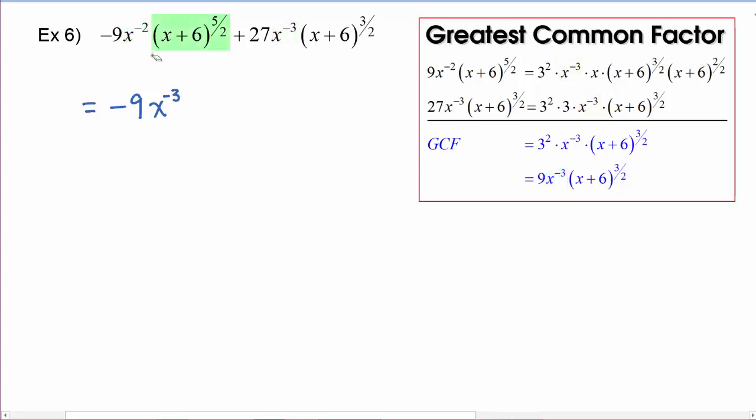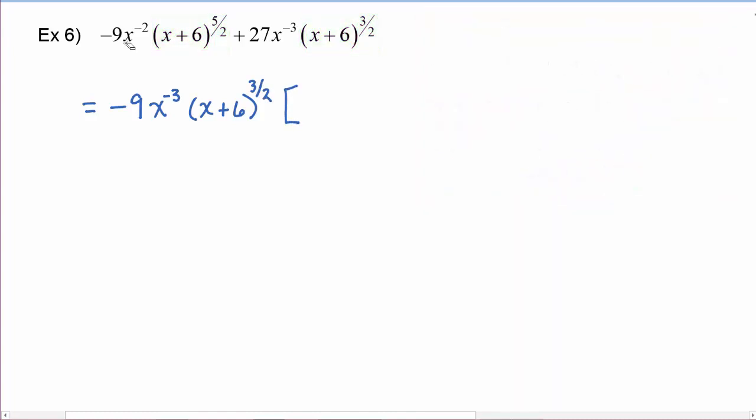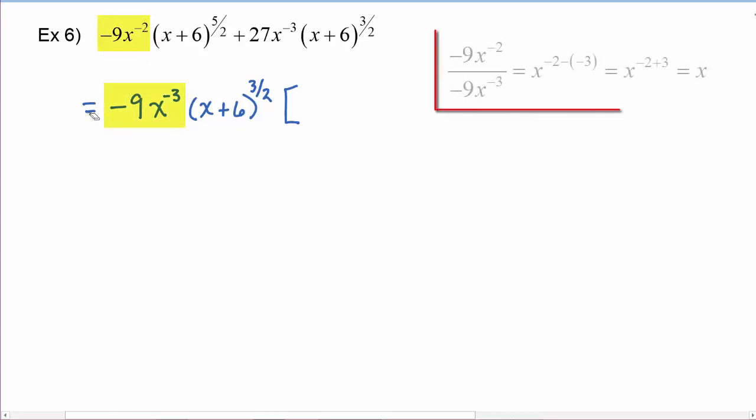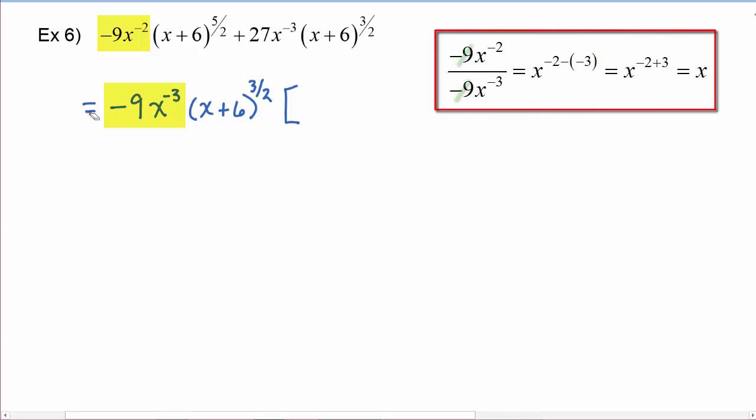So we're going to factor out x to the negative 3. Then we have x plus 6 to the 5 halves and x plus 6 to the 3 halves. So we'll be able to factor out x plus 6 to the 3 halves. Now to find out what remains on the inside, we know we'll have to do negative 9 x to the negative 2 divided by negative 9 x to the negative 3, which becomes x to the negative 2 minus negative 3, which equals x to the negative 2 plus 3, which is equal to x.